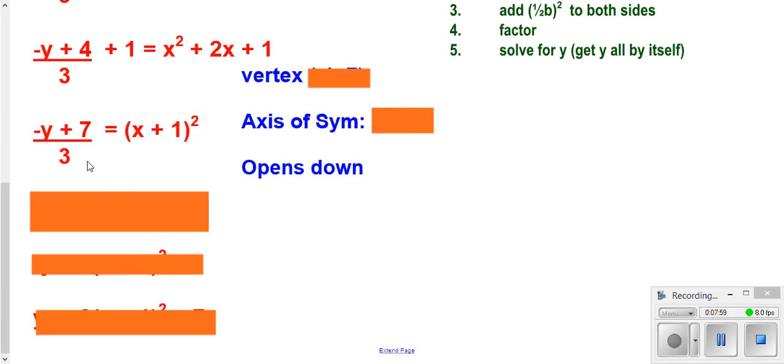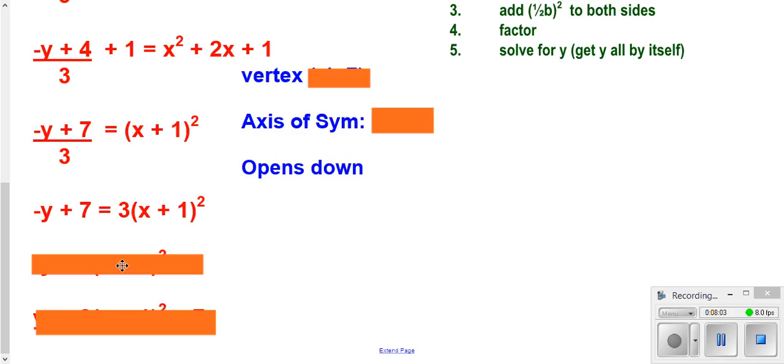Then we need to go ahead and get y by itself. So I'd want to multiply both sides by 3. I'd want to subtract the 7. And then I'd have to get rid of the negative by dividing both sides by -1 or multiplying both sides by -1.